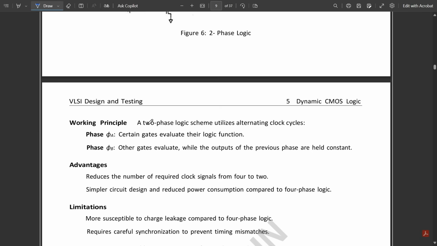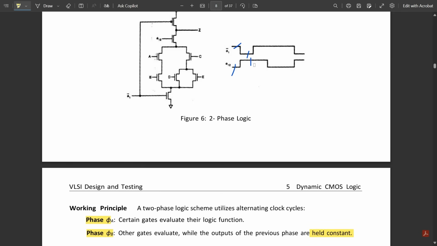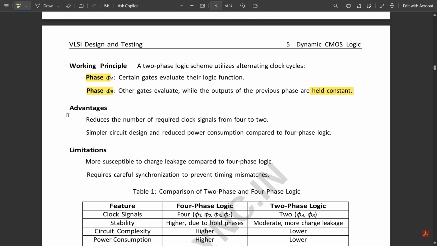The working principle: a two-phase logic scheme utilizes alternating clock cycles. Okay, so the alternating clock cycles are φA and φB. Certain gates evaluate their logic function in φA, and under φB, other gates evaluate while the outputs of the previous phase are held constant. Okay, the previous phase outputs you see here are held constant. Advantages: it reduces the number of required clock signals from 4 to 2. Okay, that is one advantage, that is the clock signals are reduced.